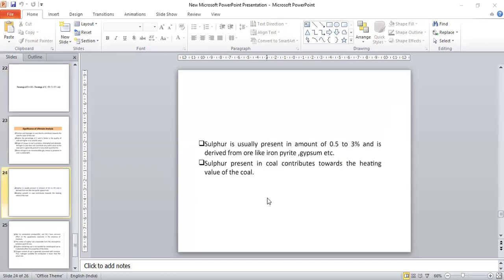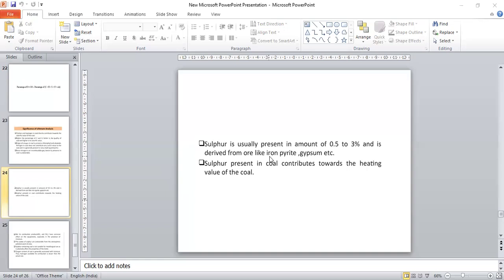sulfur. Sulfur is usually present in an amount of 0.5 to 3% and is derived from ores like iron pyrite, gypsum, etc. Sulfur, when present in coal, adds to its calorific value, as the oxidation of sulfur is an exothermic process to a little extent, but the sulfur dioxide produced is harmful.